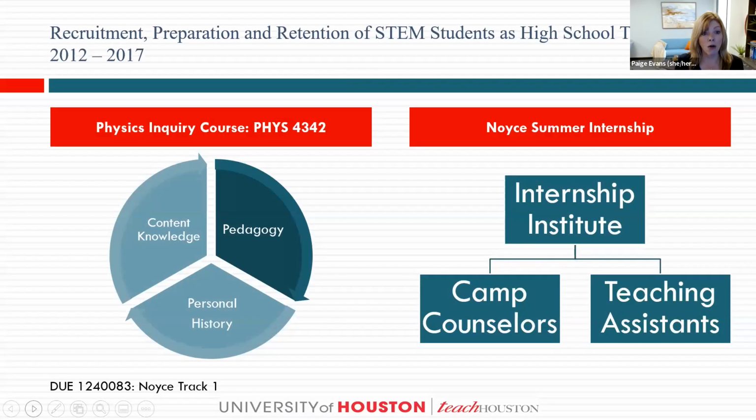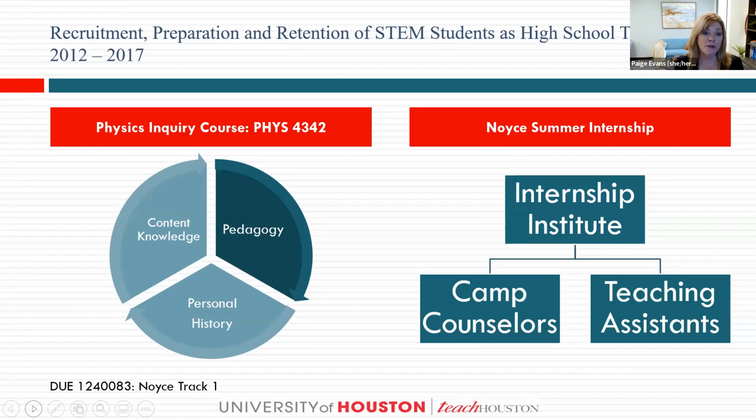Next slide, please. Now, I would like to highlight some of our Noyce grants. In 2012, we received a Noyce Track 1 grant called Recruitment, Preparation, and Retention of STEM Students as High School Teachers. This grant took place from 2012 to 2017. With this grant, I, along with Dr. Donna Stokes, who was the PI on the grant, and she is also a physics professor, created a physics course where the content was taught as inquiry.